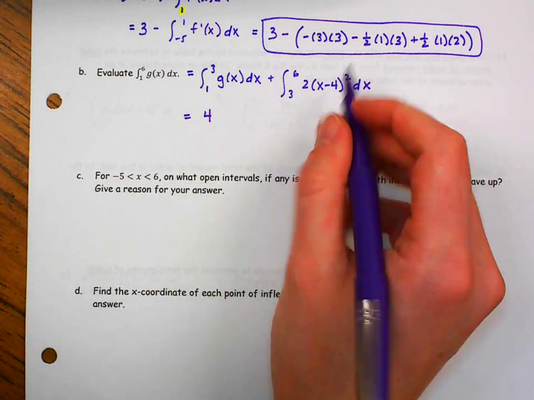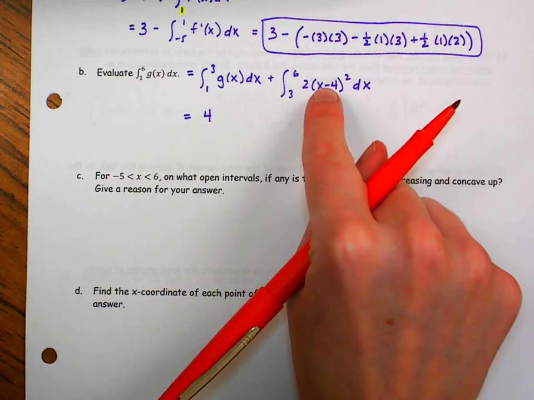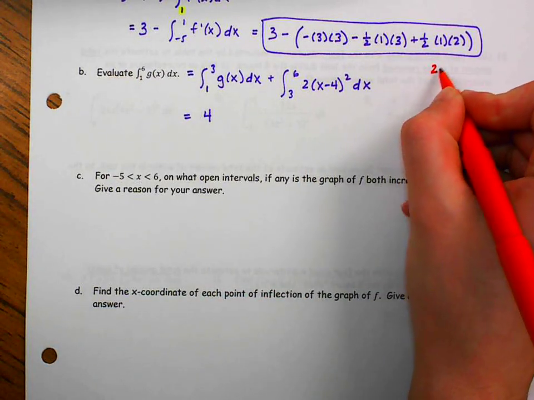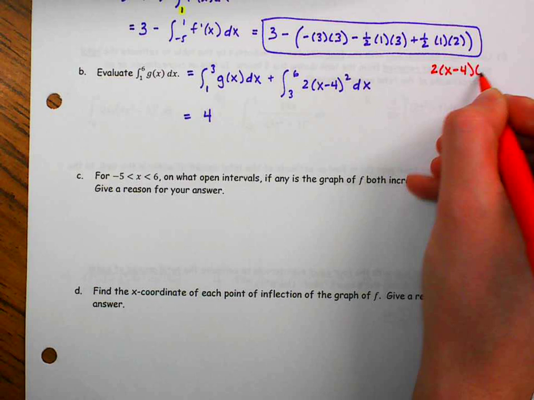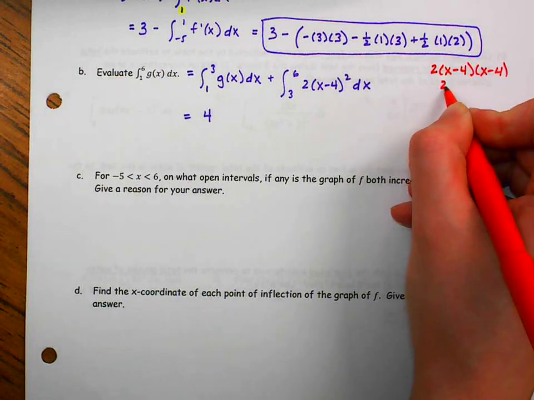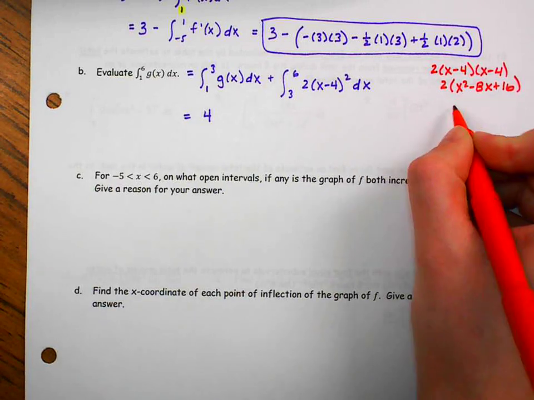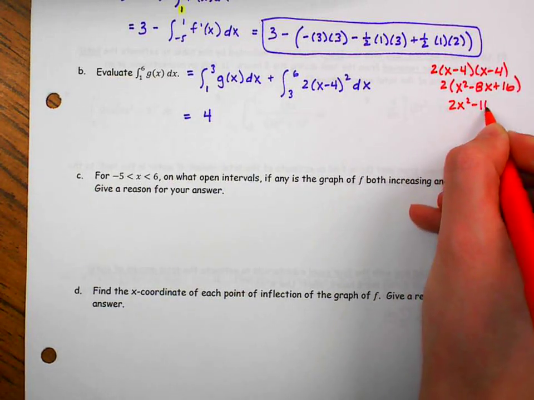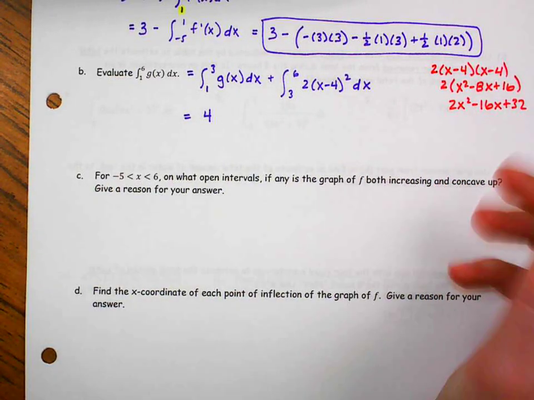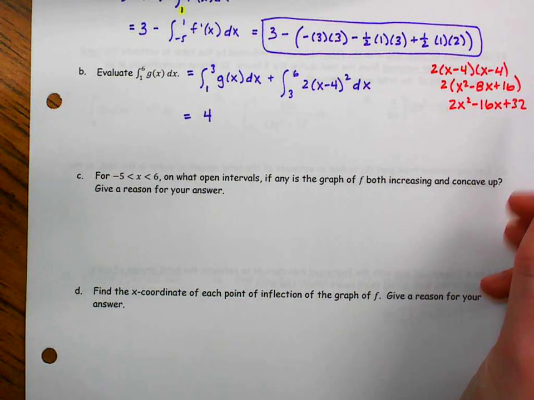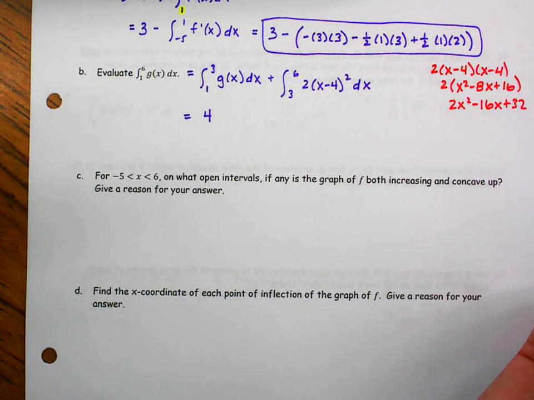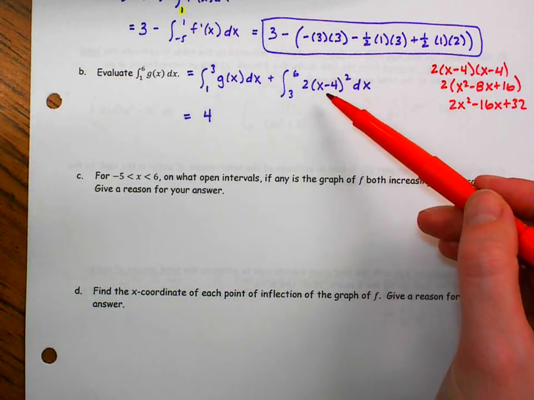You can do this a couple of different ways. Option number one is you can FOIL this out. You would multiply it out, and that's going to give you 2 times x squared minus 8x plus 16, which is really 2x squared minus 16x plus 32. So option one is you can FOIL this out, and then you can take the antiderivative using the inverse power rule. Option number two is you can do a u sub where x minus 4 is your u.